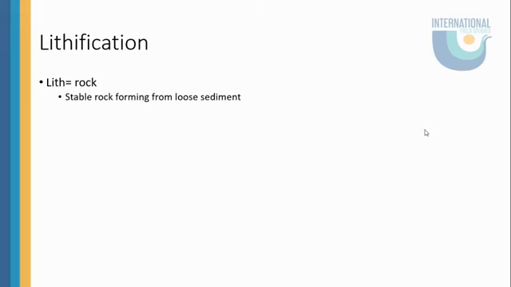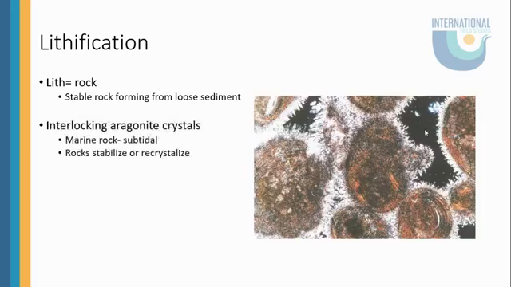So we've talked about the erosion and we've talked about what the sediment is made of. Let's talk about how it actually solidifies, or lithifies, as we call it. It's lithification. Lith is the word for rock, and that just means the formation of that stable rock from loose sediment. So our first layer of that stabilization is what we call marine rock.